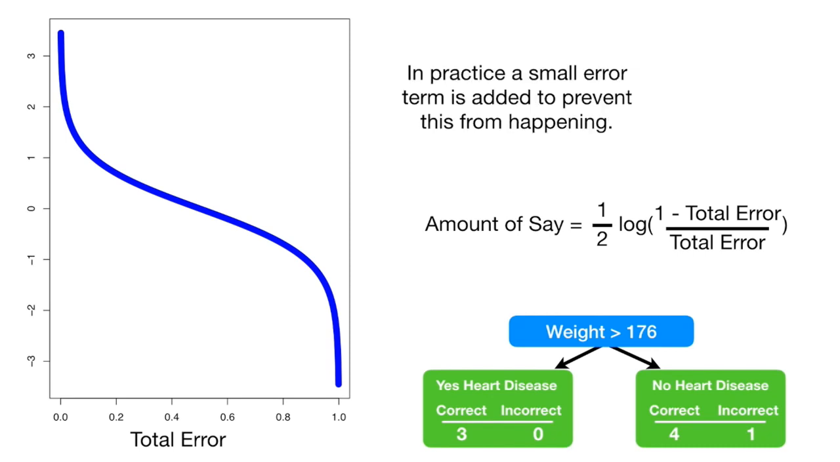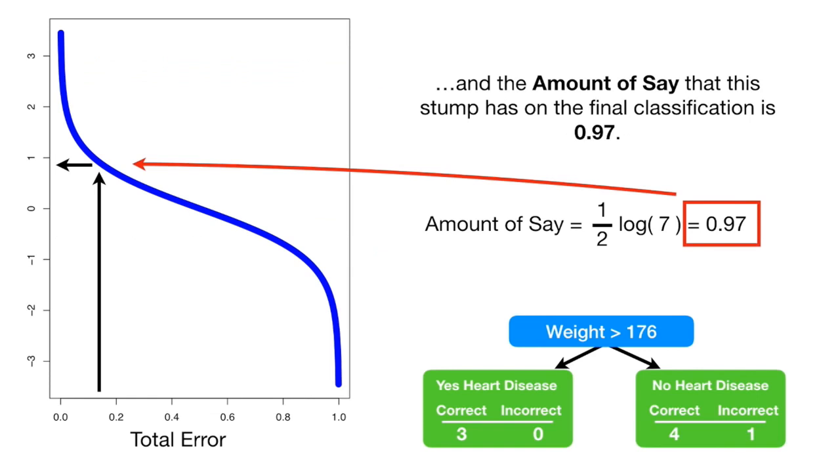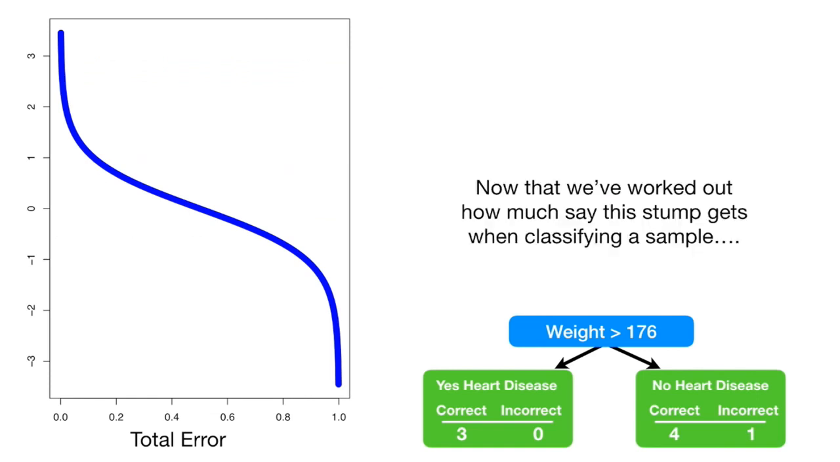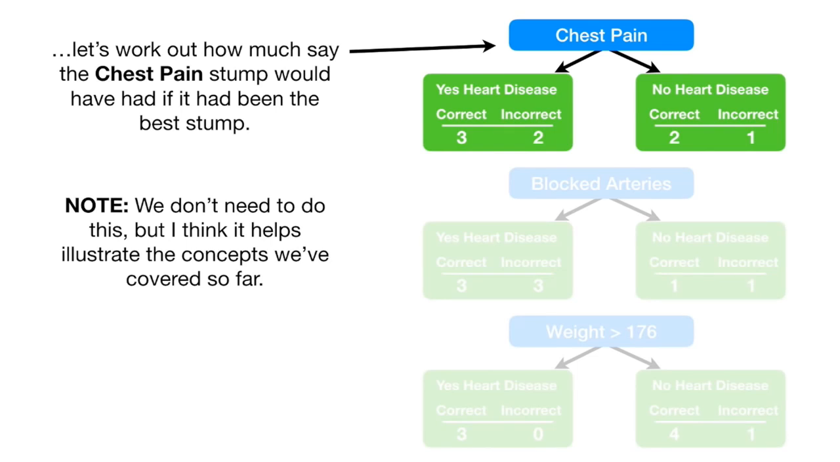With patient weight greater than 176, the total error is 1/8. The amount of say that this stump has in the final classification is 0.97. Now that we've worked out how much say this stump gets when classifying a sample, let's work out how much say the chest pain stump would have had if it had been the best stump. Note, we don't need to do this, but I think it helps illustrate the concepts we've covered so far.